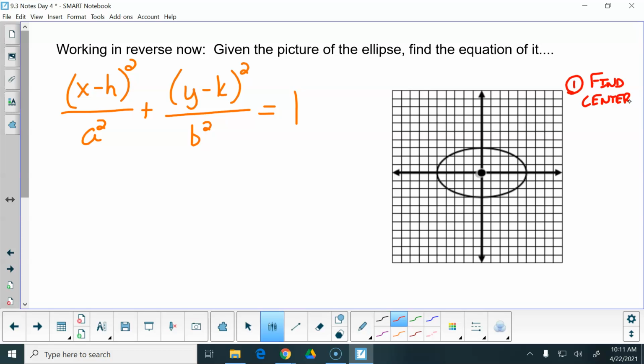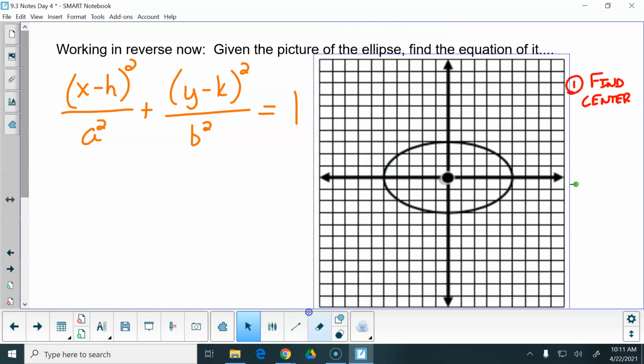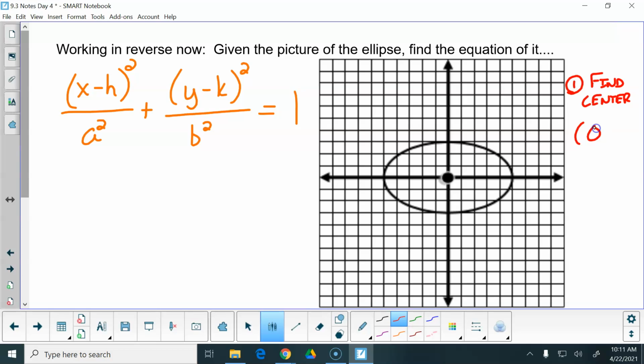Okay? So given this picture, now let me expand this out a little bit more. We can see it a little bit better. What is the center of that ellipse? 0, 0, origin. That's important because that's h and k, right? Okay. What do you think we should do next?